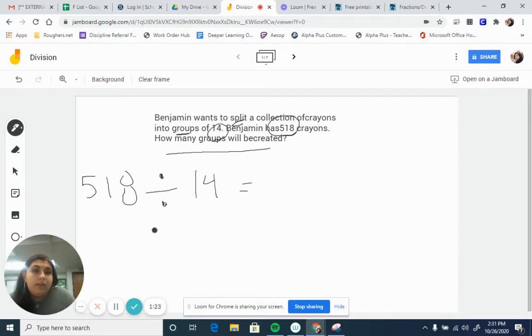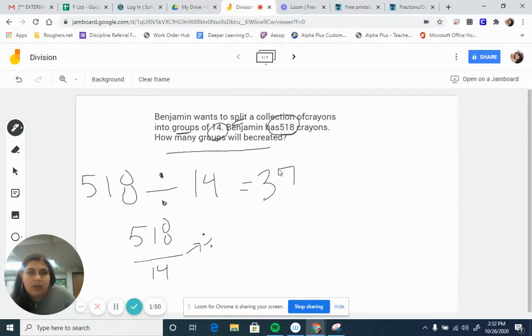Also know, if you see me write 518 over 14 with a fraction bar, that fraction bar literally just means division. I do not like writing this division symbol. The division symbol is worthless to us now, so we are going to be using the fraction bar. So 518 divided by 14 is going to give us 37. So we know that there are 37 in each group.